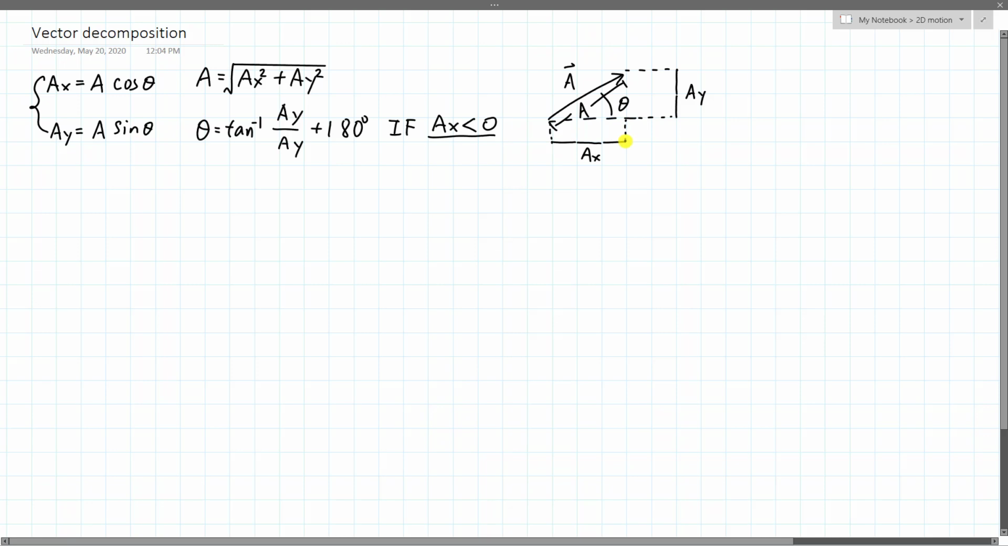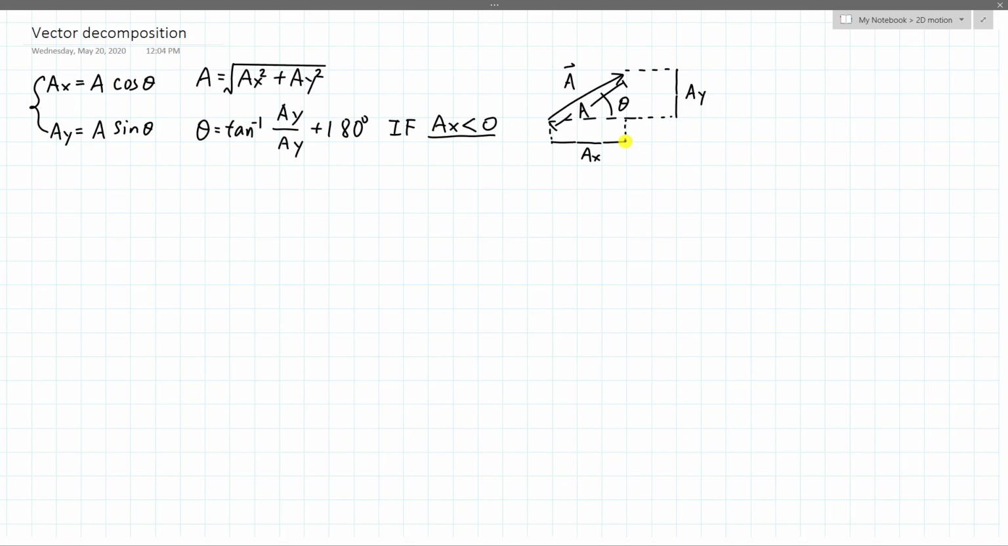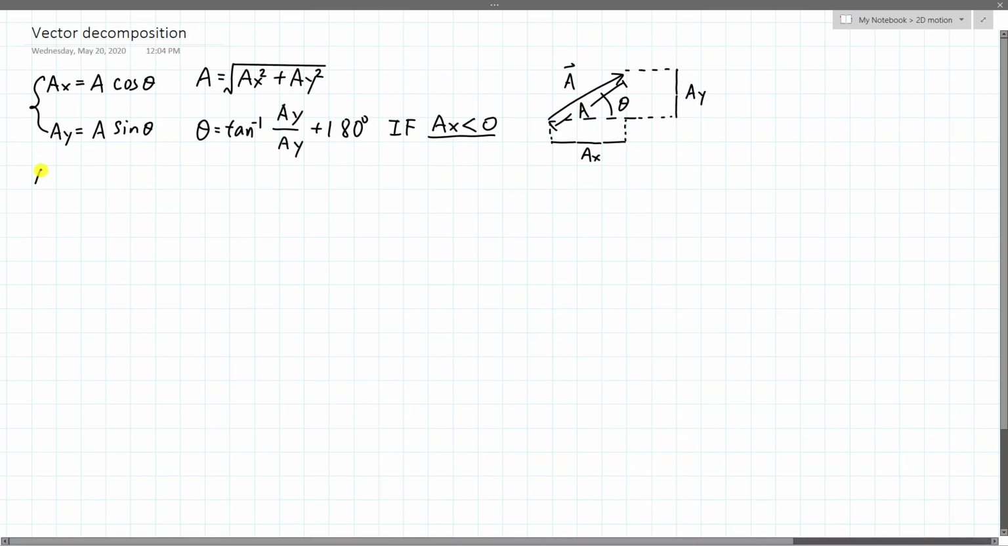All right, so let's do some examples. We have first one example with A equals 10 and the angle is 30 degrees. So AX, according to this equation, is A cosine 30 degrees, so 10 cosine 30 degrees. So that's 10 times cosine 30 degrees is 0.866. Okay, so we can check that.